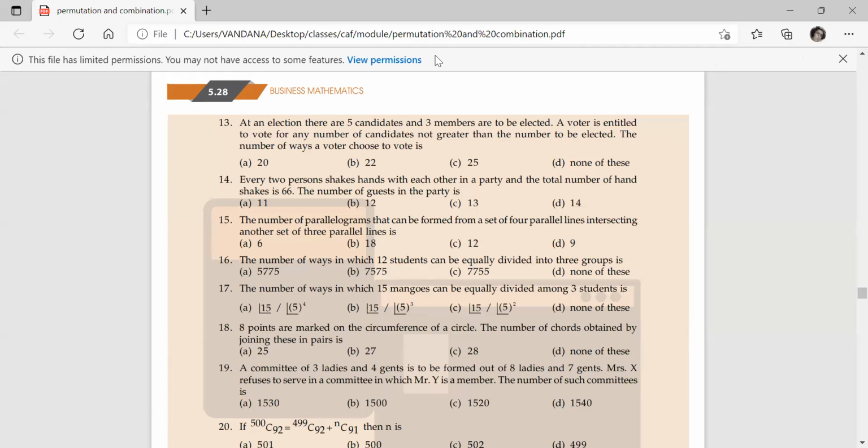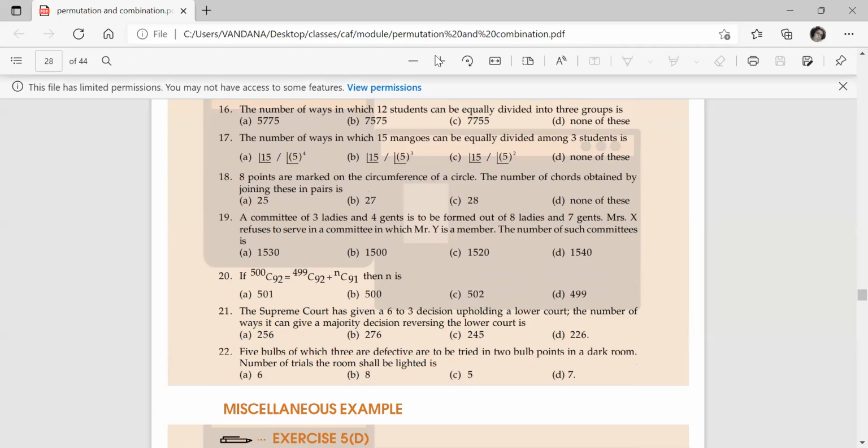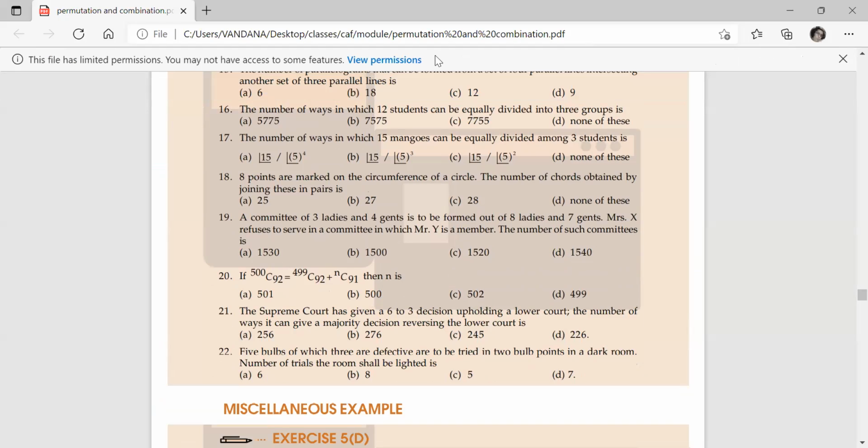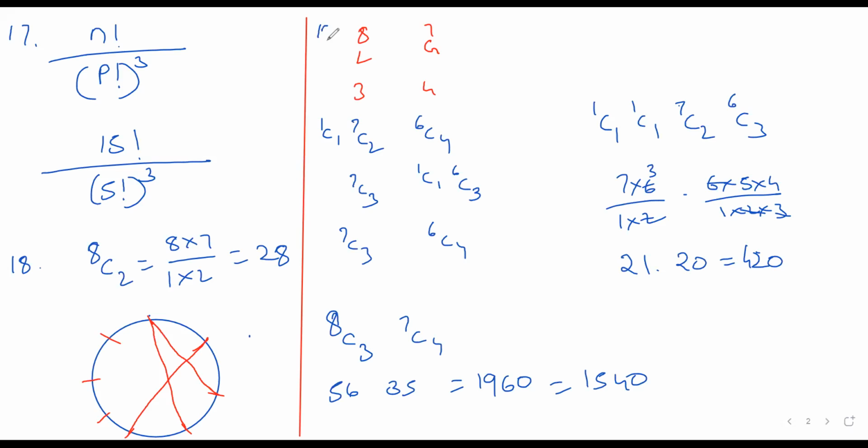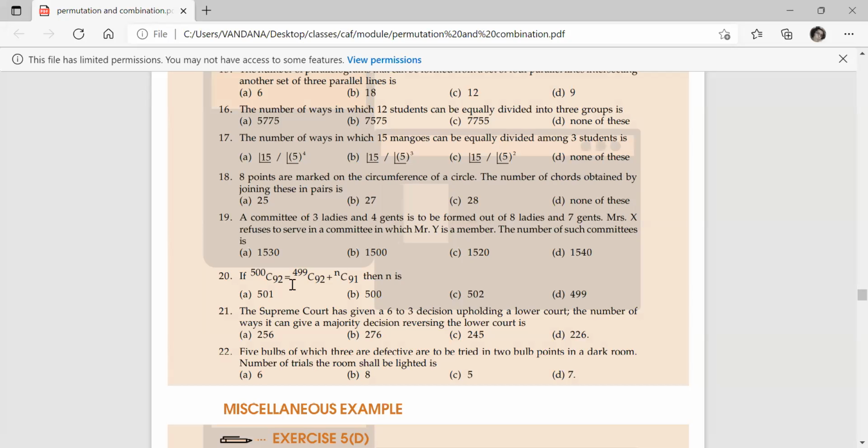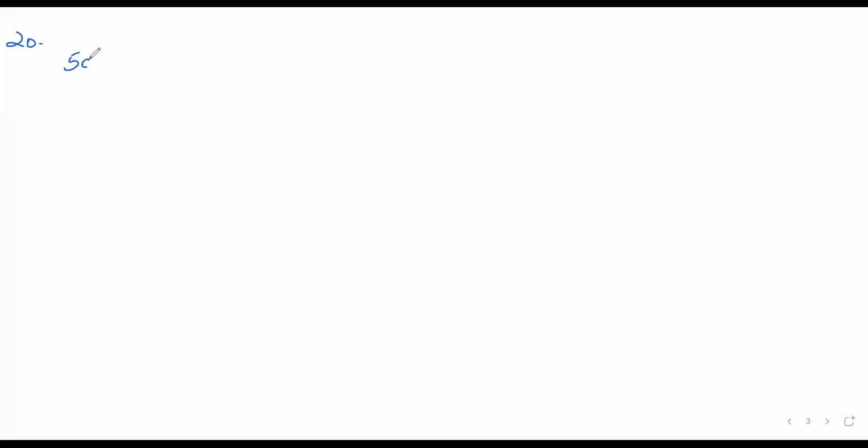Sum number 20. If 500C92 is equal to 499C92 plus NC91, then find out N. Sorry, ये वाला 19 था. तो अब ये सम नंबर हो गया 20. 500C92 is equal to 499C92 plus NC91.